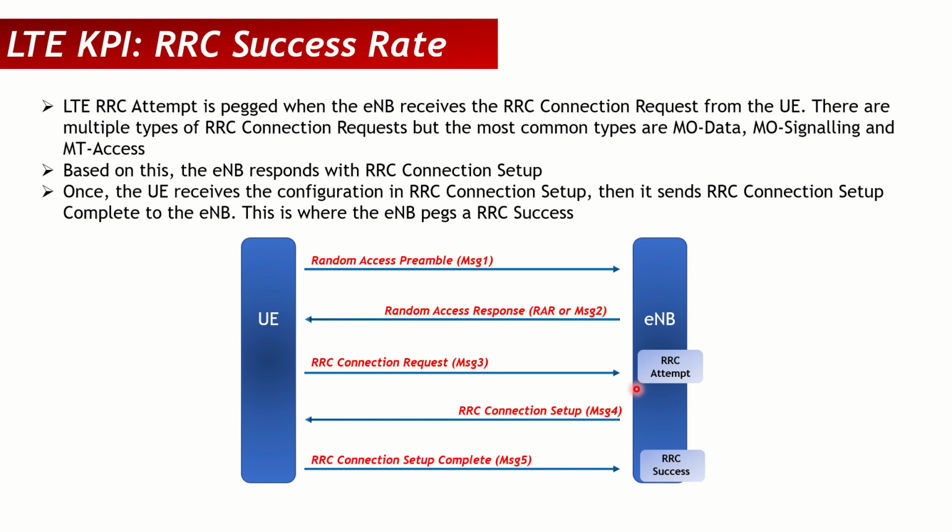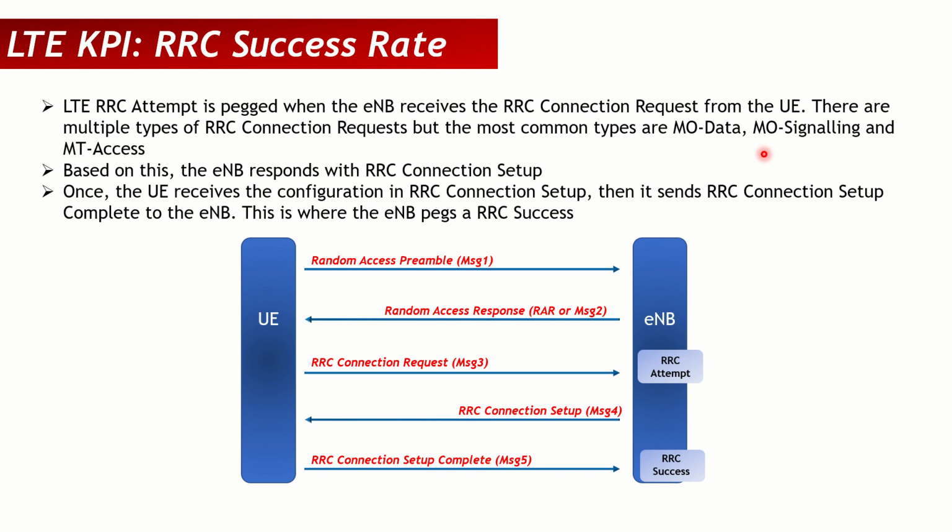So over here the RRC has different types. Let's understand each type. There are many types, but the major types that we have are mobile originating data, mobile originating signaling, and mobile terminating access. Now, in simple words, what does it mean? Let's say I have a mobile and I want to send something, let's say a WhatsApp message. So I will try to connect to the network with the cause code mobile originating data, because I need to send some data.